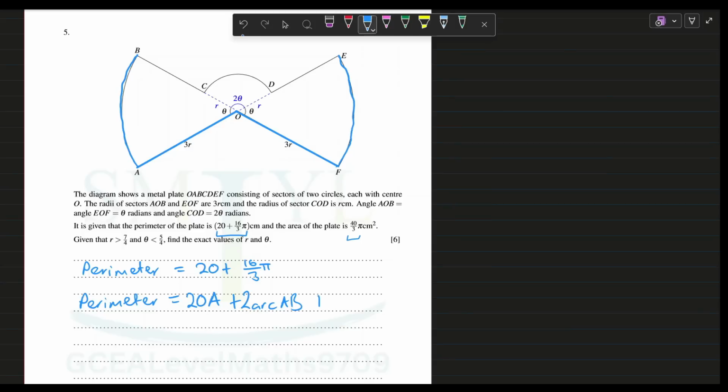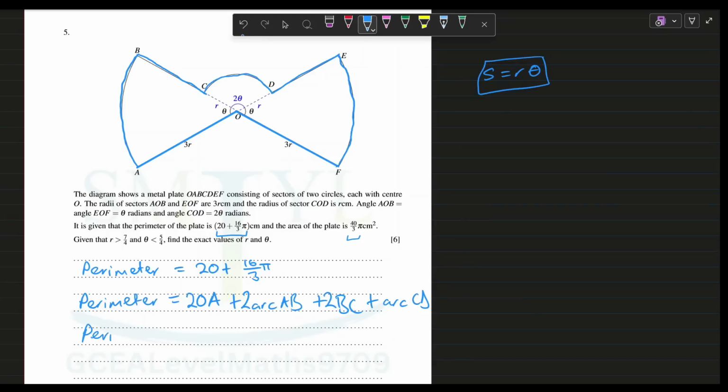And then we are going to have BC, and BC is also going to be the same as ED. So I can just write 2 times BC. And then what remains is going to be our arc CD. So plus arc CD. Alright, perfect. So now we need to find each of these lines and arcs in terms of r and theta. Remember, the formula for arc length is s is equal to r theta.